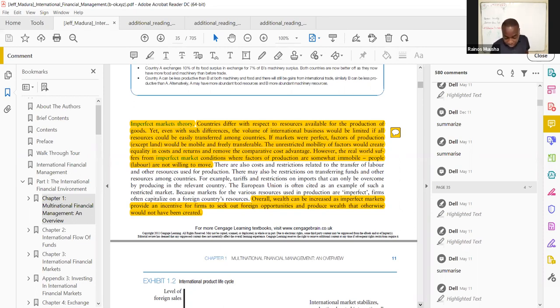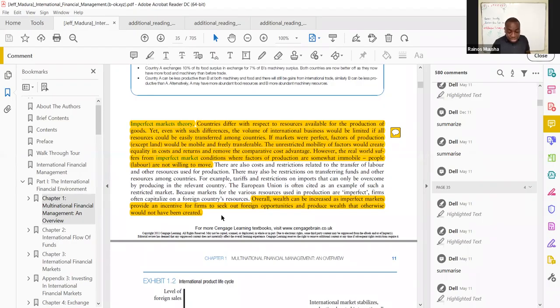So here they say the overall wealth can be increased as imperfect markets provide an incentive for firms to seek out foreign opportunities and produce wealth that otherwise would not have been created. Which means that if firms create an incentive for one to move to Cape Town, for example, by saying included in your package we're giving a bit more money, we're going to facilitate your transfer to Cape Town, we make sure that your family is set up or anything like that.